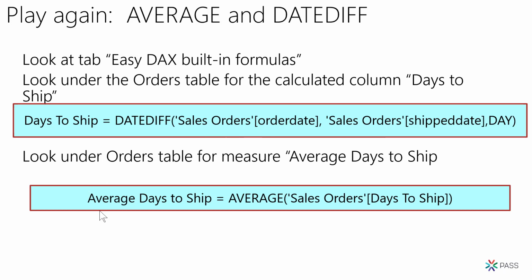And then our measure is going to be called average days to ship. And it's going to take that days to ship calculated column, this one right here, and it's just going to give us an average for that. And that's going to be our measure. Let's take a look at it in action.